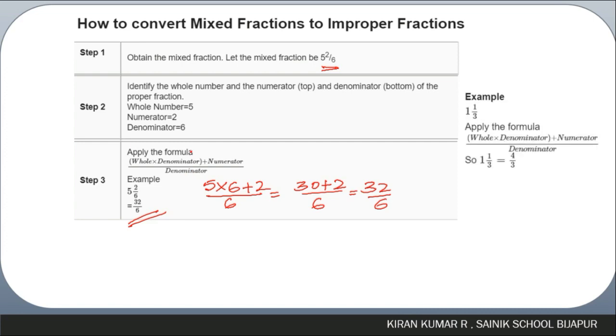Let's see one more example. 1 1 by 3. Let's apply the formula. 1 is the whole number, it's multiplied by the denominator 3, added to the numerator 1, upon 3. So we get 4 upon 3 as an improper fraction.